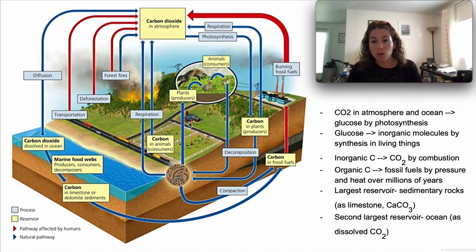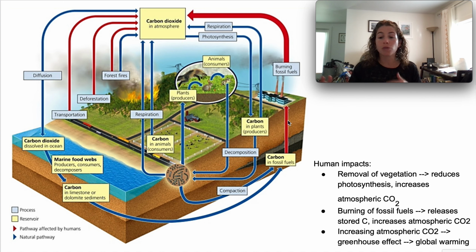glucose in animals is broken down in cellular respiration and returned as carbon dioxide into the atmosphere. That's respiration. And then deforestation: plants store carbon in their plant bodies, and when we cut down the forest and we burn the forest, we release that carbon back into the atmosphere as carbon dioxide. Big impacts are removal of vegetation. This reduces photosynthesis and increases atmospheric carbon dioxide.